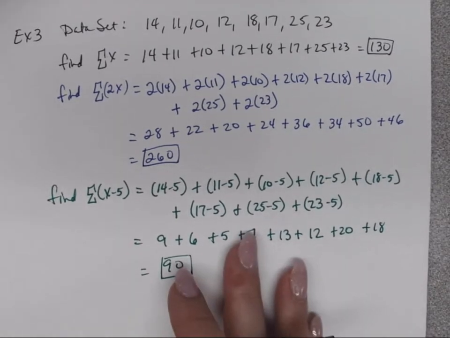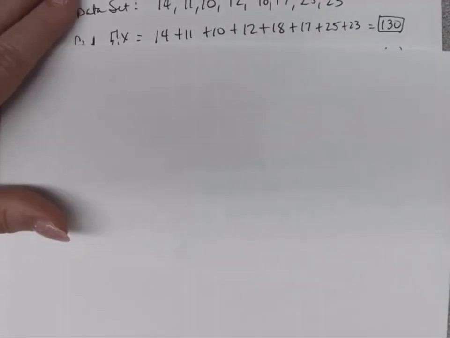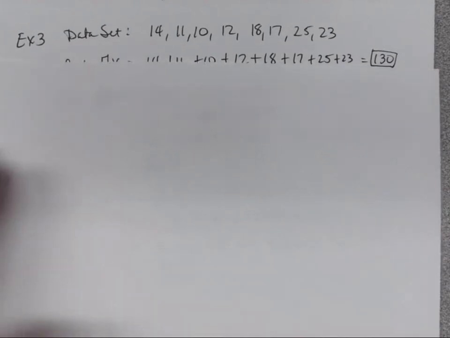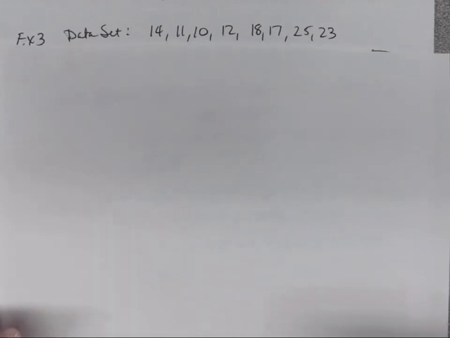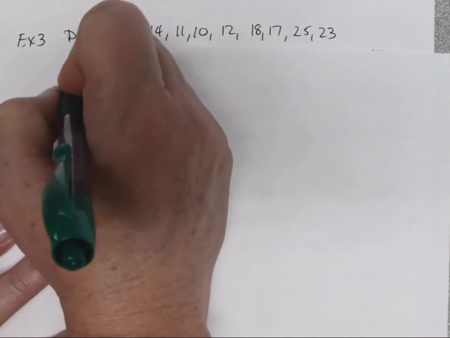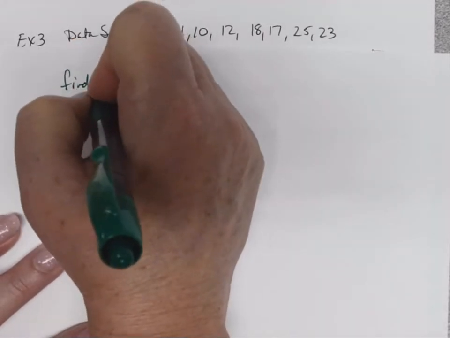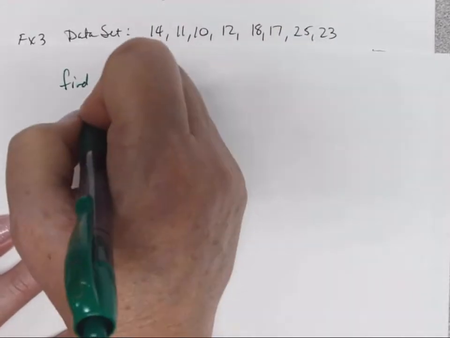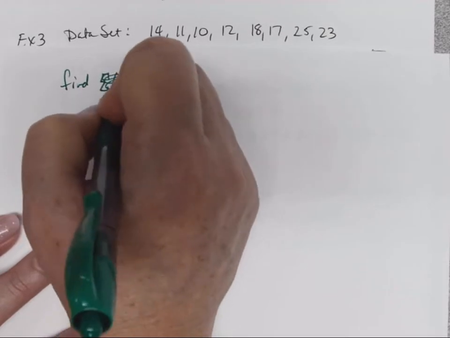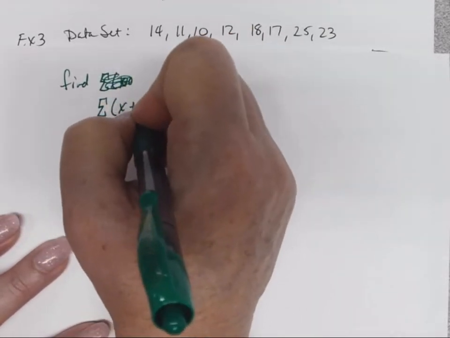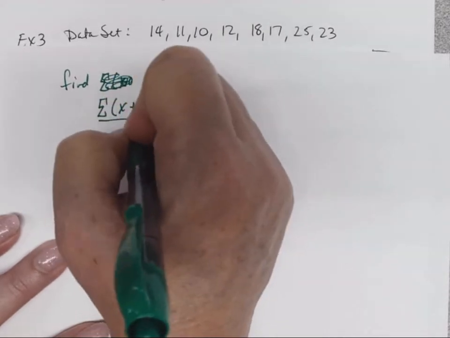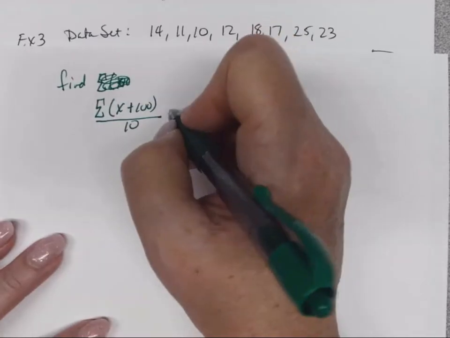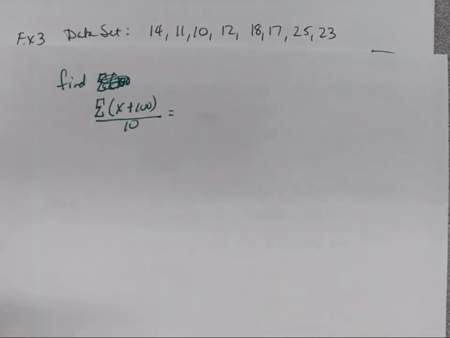All right, we're going to use our same data set, so I'm going to keep it visible here. We're going to find another summation. So this time, we are going to find the summation of x plus 100 all over 10, so divided by 10. So the whole thing, we're summing the top part, and then we'll divide the whole thing by 10.